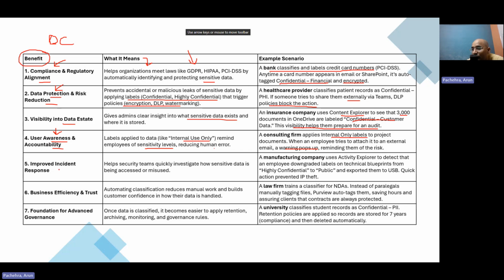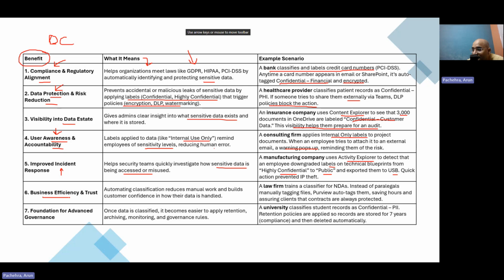Another benefit is improved incident response. How is it going to improve incident response? Because data classification helps security teams quickly investigate how sensitive data is being accessed or misused. So a manufacturing company uses Activity Explorer to detect that an employee downgraded labels on technical blueprints from highly confidential to public and exported them to USB. Quick action prevented IP theft, right?